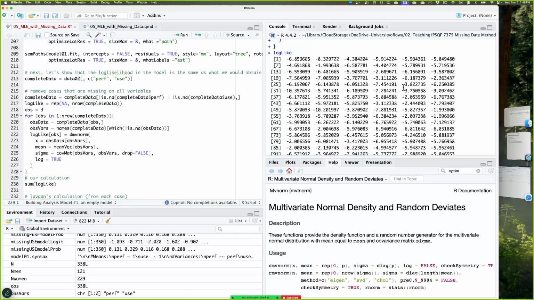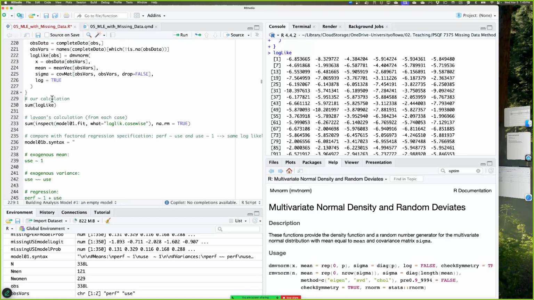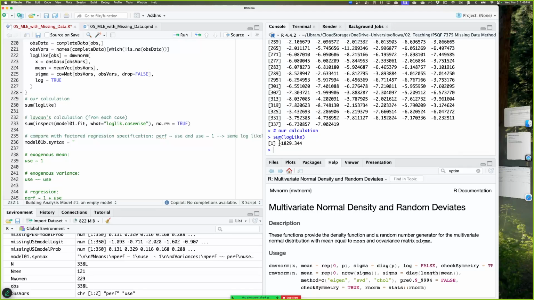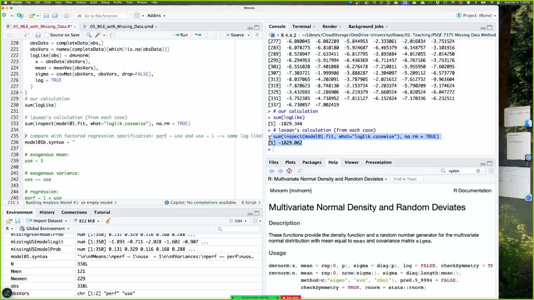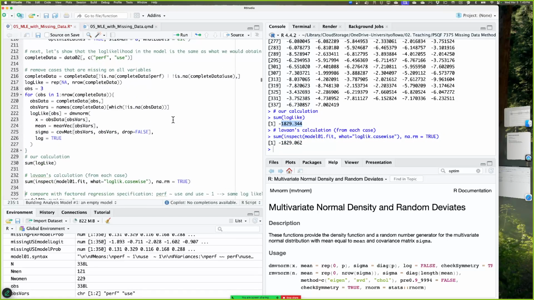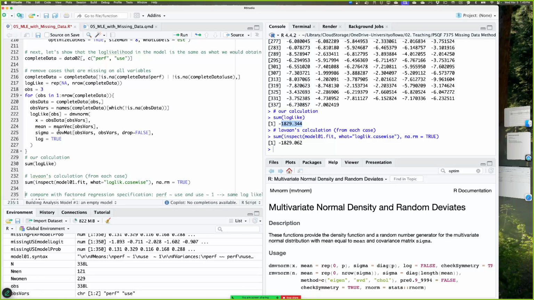And that's what maximum likelihood is doing behind the scenes: if a person only has one observed variable, the likelihood function shifts from two dimensions to one. But it's still normal, still maximum likelihood. And if I calculate the sum, I get a value of negative 1829.344. And if I compare that with lavaan, you can see that we're really close. It's a bit of rounding error. That rounding error is coming because my mean vector and covariance matrix weren't exactly what lavaan's were. But that's how it's working.